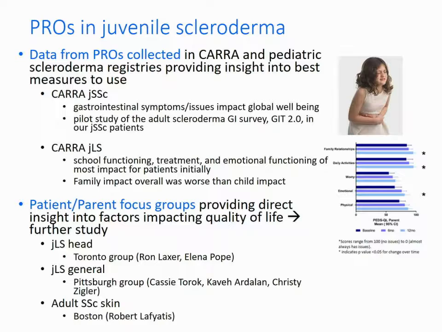So for systemic sclerosis, it's become clear that gastrointestinal symptoms and issues really impact the global well-being. And so we're going to be piloting a GI survey called GIT2, which was developed by Dan Furst at UCLA, for adults in our pediatric patients. And for localized scleroderma, we've been using some measures that are used for other rheumatic diseases, and we find that school impact, treatment, and emotional functioning seem to be the greatest issues for our patients. We've also asked parents to rate, and we find that the family impact could be worse than the child impact. So this disease does not just affect the child.